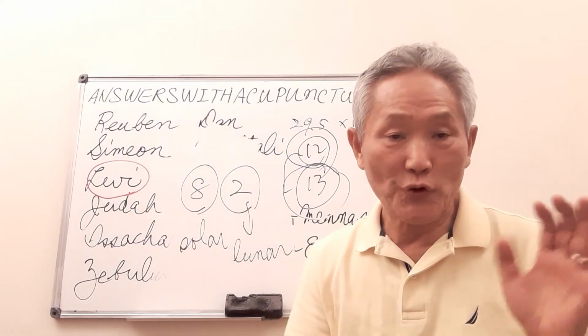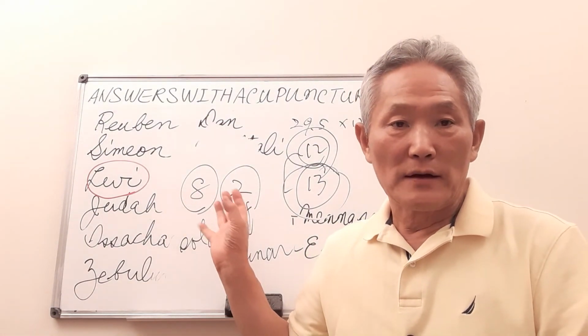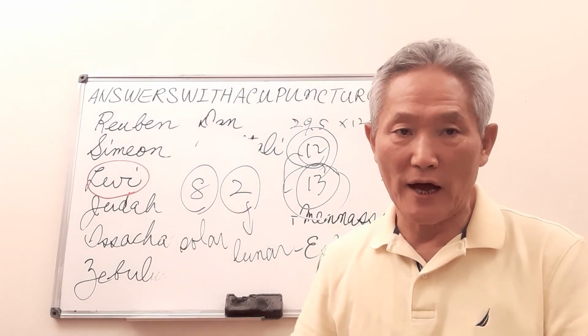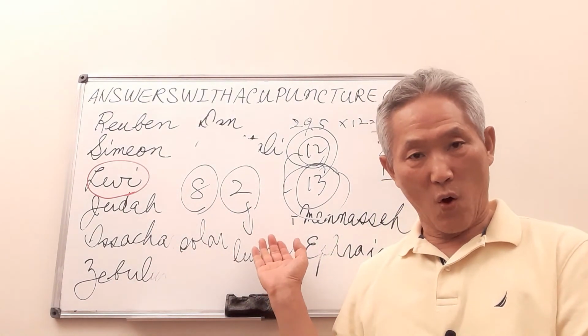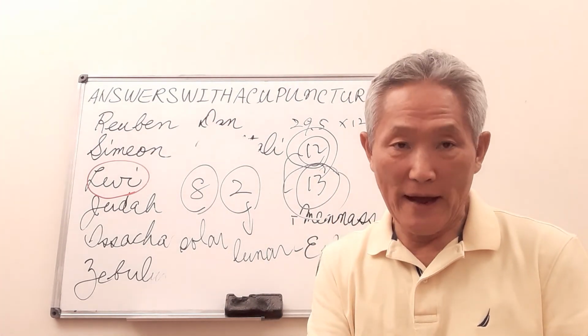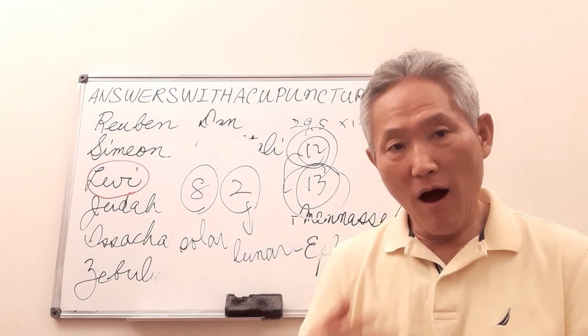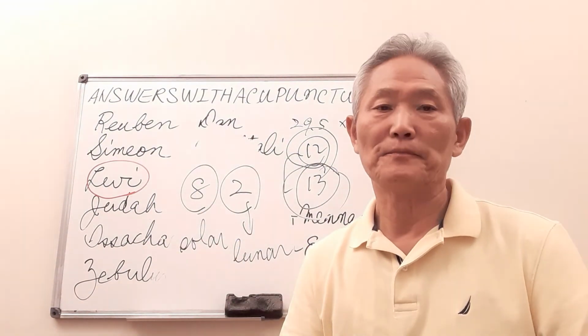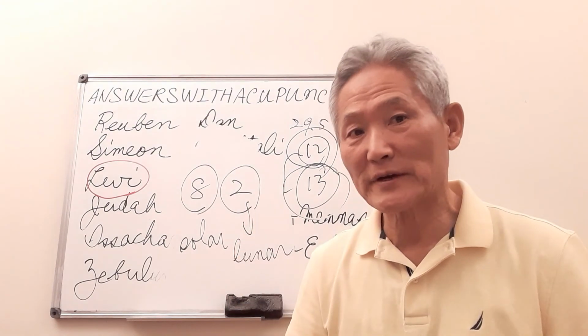So actually, those 12 tribes or 13 tribes are based upon this. From the lunar calendar, they were modifying to the solar calendar. Could be this is the historical fact.